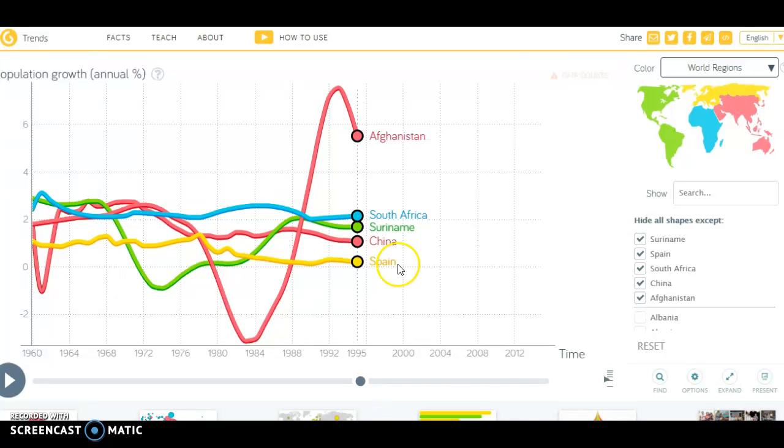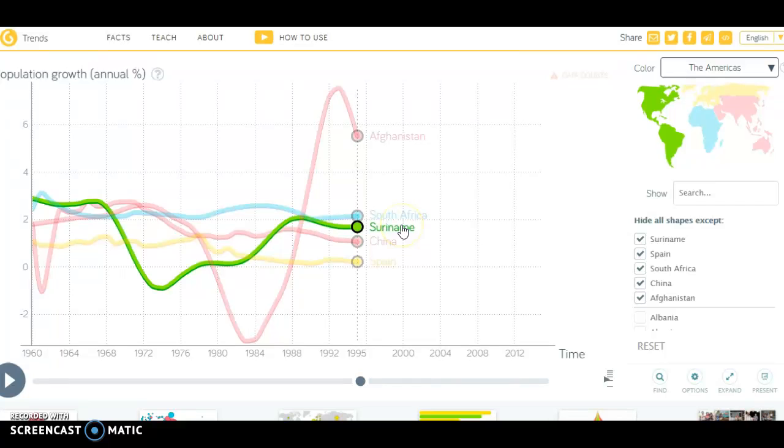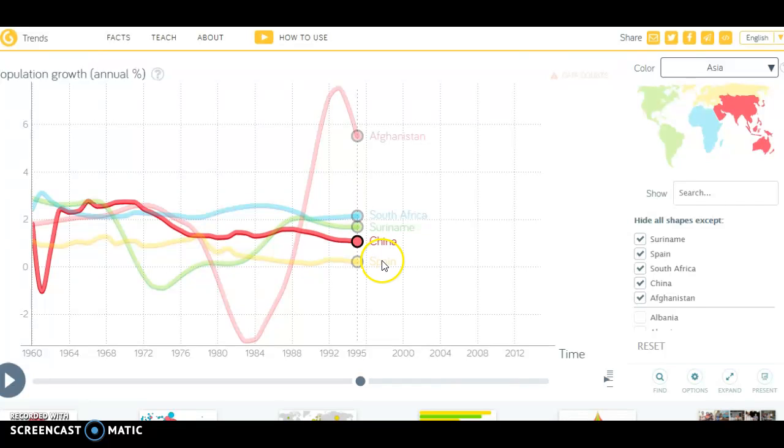On the 2nd place, we have South Africa. On the 3rd place, we have Suriname. On the 4th place, we have China. And on the 5th place, we have Spain.